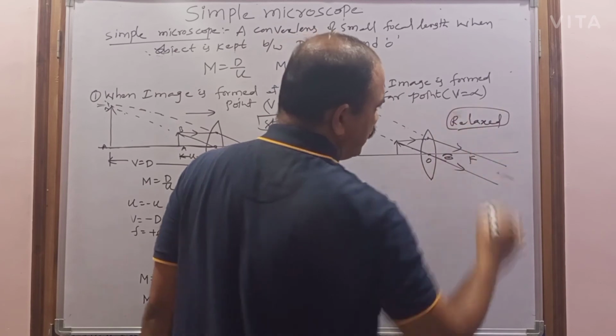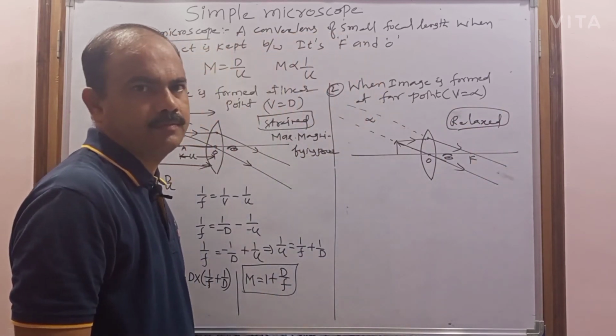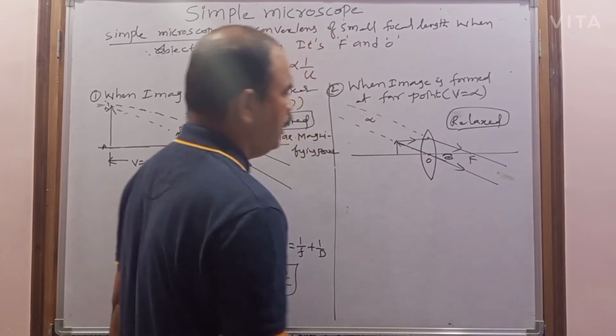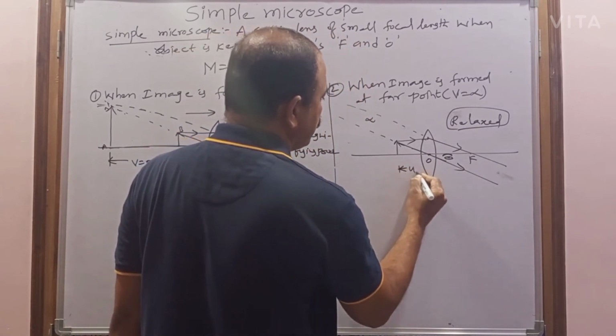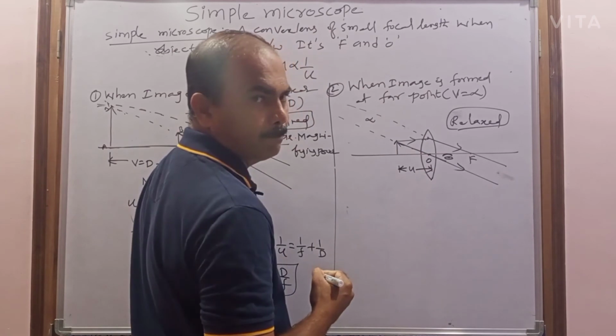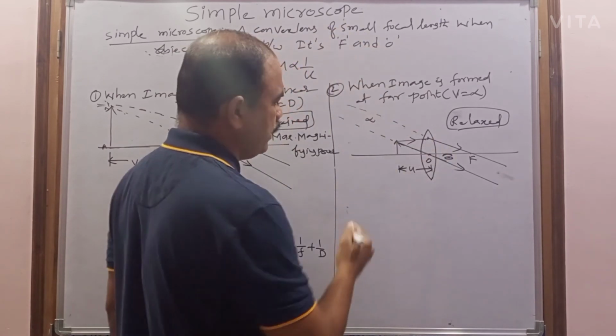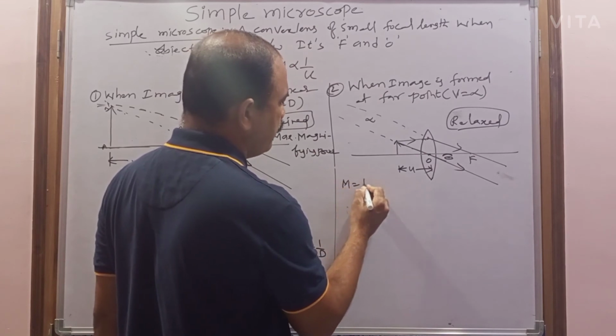Relaxed. In this case the eye will feel relaxed. So now here this is u. So this is u, and here the image is formed at infinity. So what is the magnifying power? M equal to D by u.